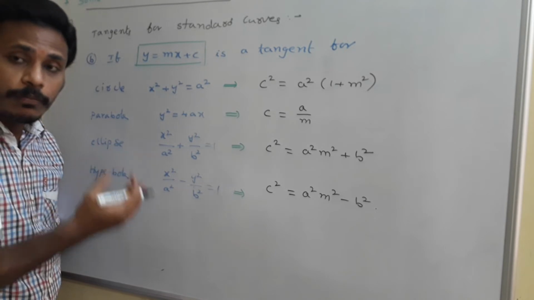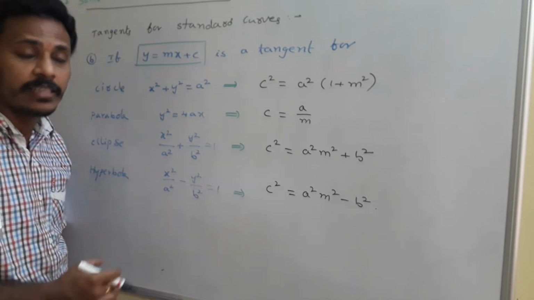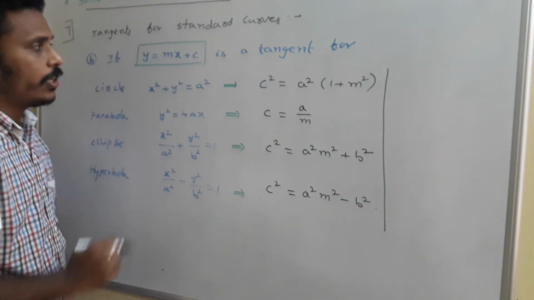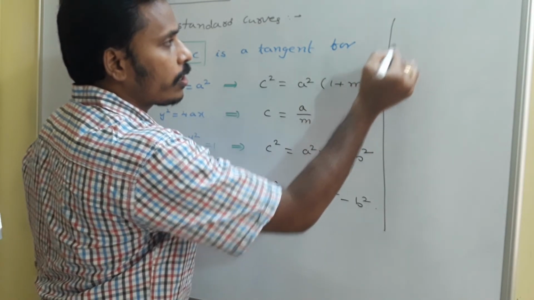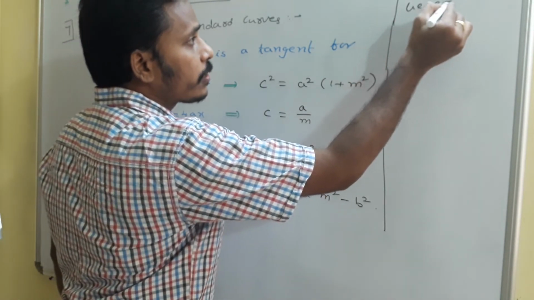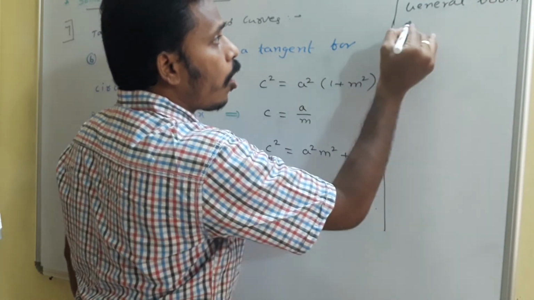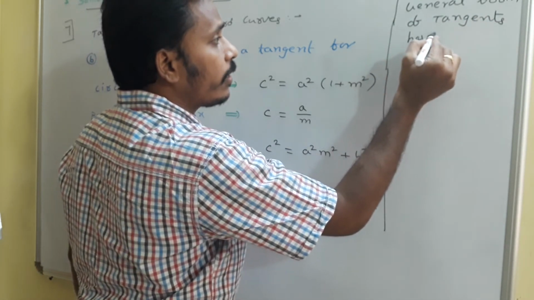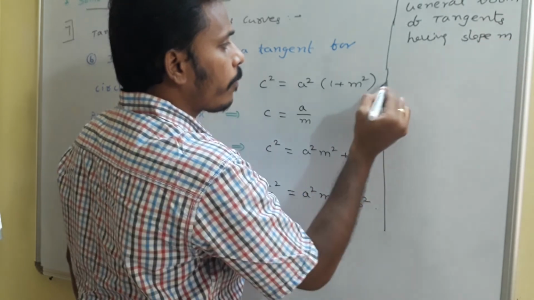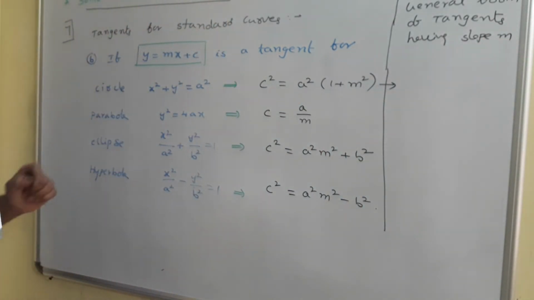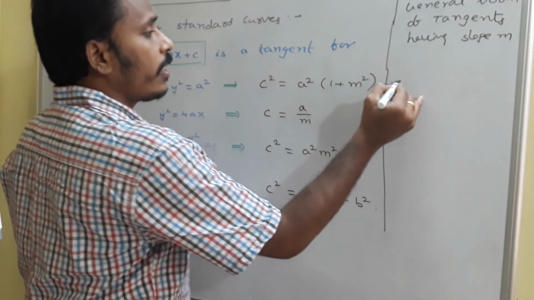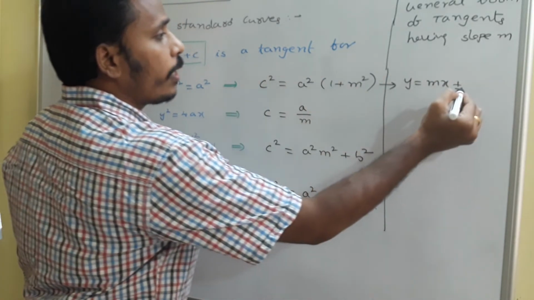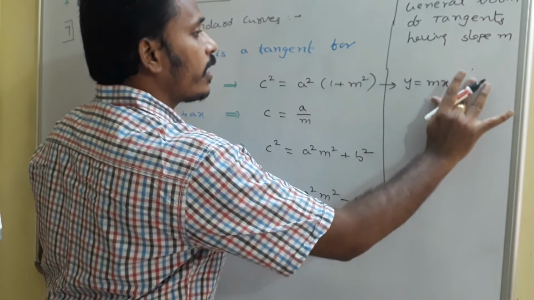See, from there we will mention the standard tangents, that means general tangents for the standard curves. How can we mention? Coming to the circle, the general form of tangents having slope m. For this case, c square is equal to a square of 1 plus m square, right? For this case, y is equal to mx plus or minus, see, c I have to mention, which is root of, or otherwise since a square is there, right?